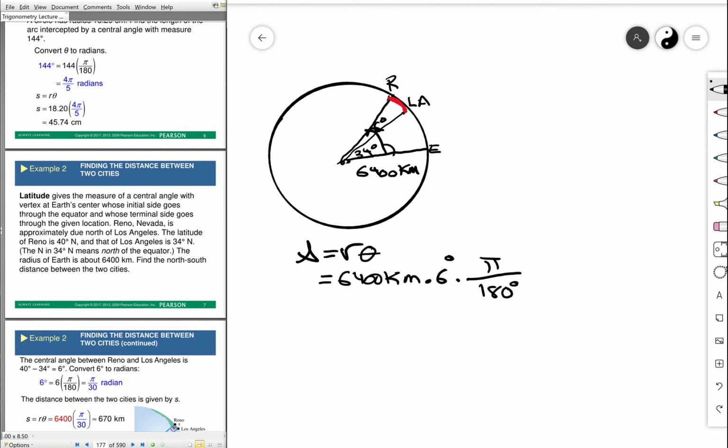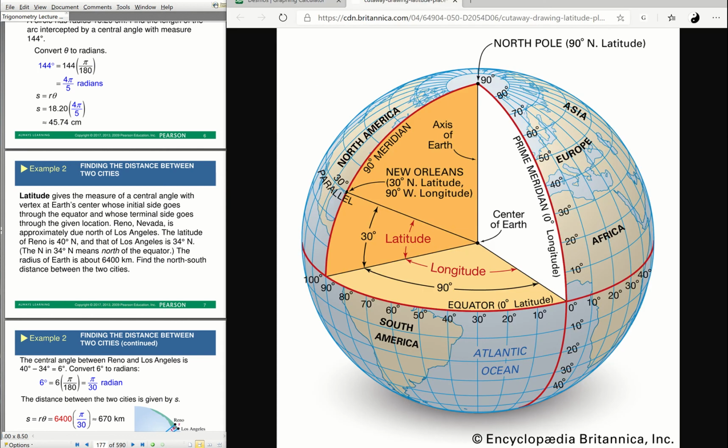So if you want to give an exact value for the arc length, then you should multiply everything out, but not the pi. Leave that as is in the form of pi. So we're going to go to the calculator screen. We're going to multiply 6,400 by 6 and divide it by 180.